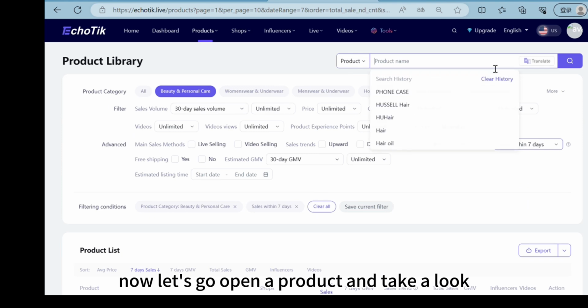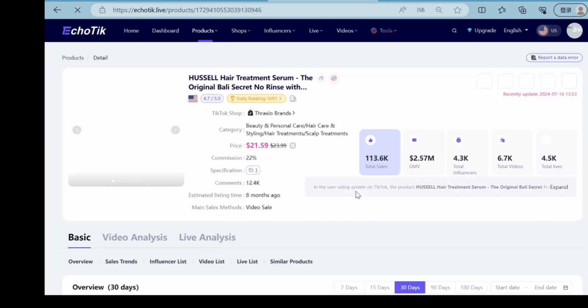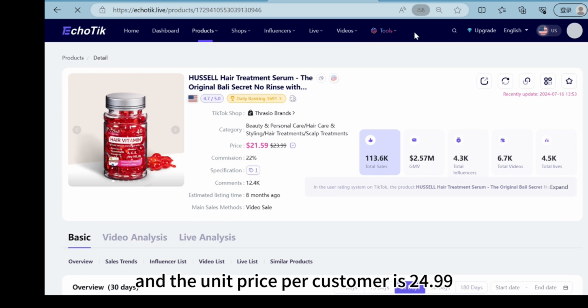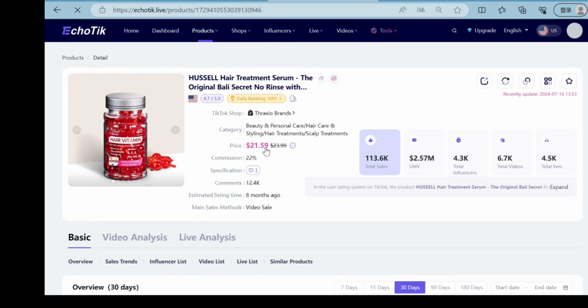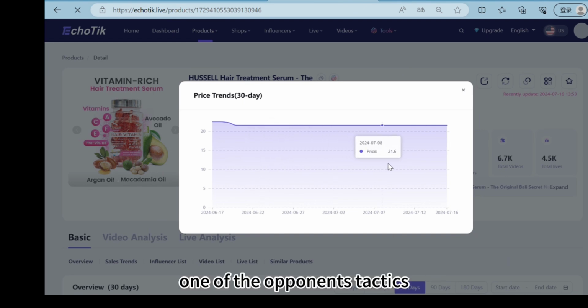Now let's open a product and take a look. This product is a hair care essential oil, and the unit price per customer is 24.99. So here we can go see the changes in its selling price. This allows us to monitor one of the opponent's tactics very well.